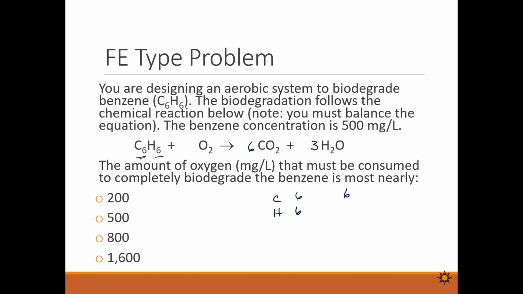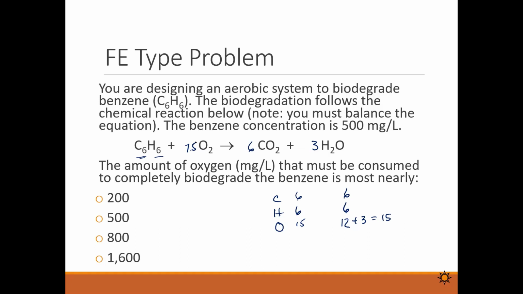We multiply water by 3. We have 6 hydrogens. Now balance the oxygens. So we have 12 oxygens plus 3, so that's 15. We need 15 here. So in order to do that, we will multiply this by 7.5.